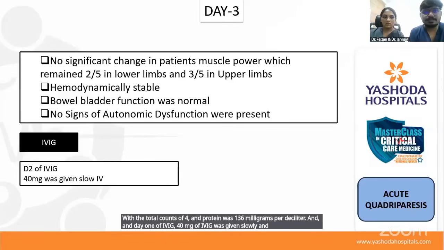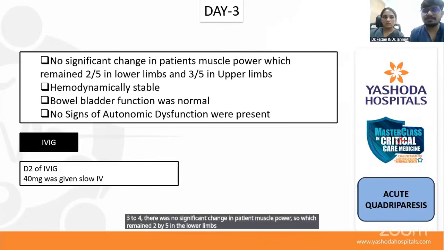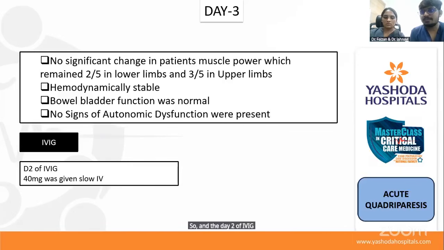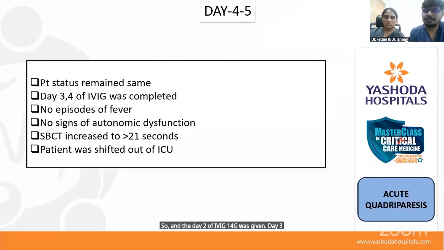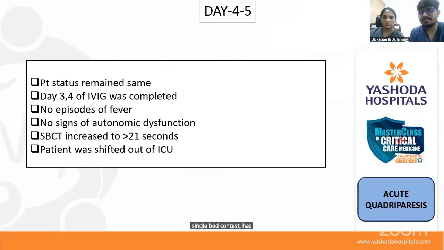And day 3 to 4, there was no significant change in patient muscle power, which remained 2 by 5 in the lower limbs and 3 by 5 in the upper limbs. And patient was hemodynamically stable with no signs of autonomic dysregulation. Bowel and bladder function was normal, and there was no signs of autonomic dysfunction. And the day 2 of IVIG, 40 mg was given. Day 3 and day 4 and 5 were also not significant. The patient remained status quo, and the single breath count test has improved to more than 21 seconds.